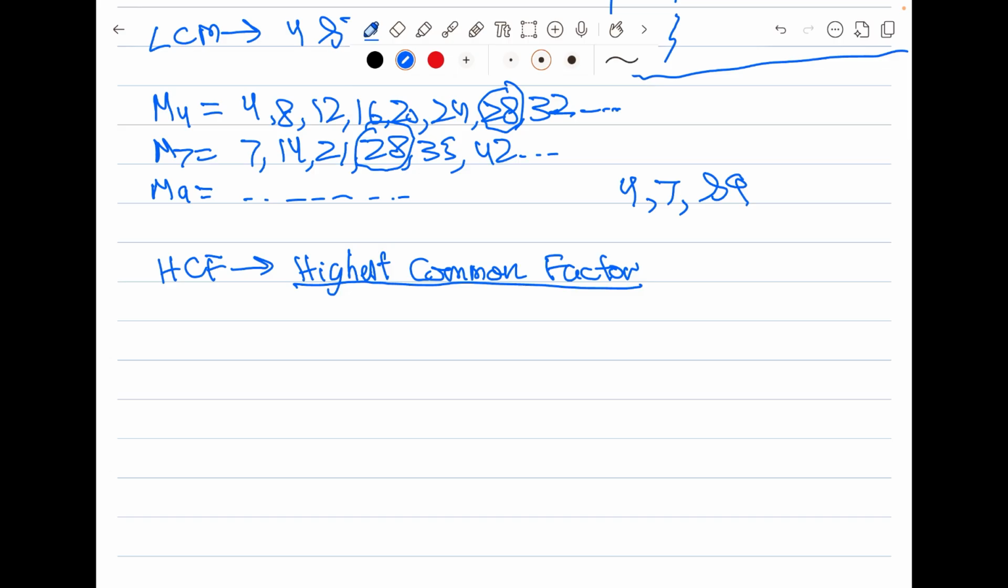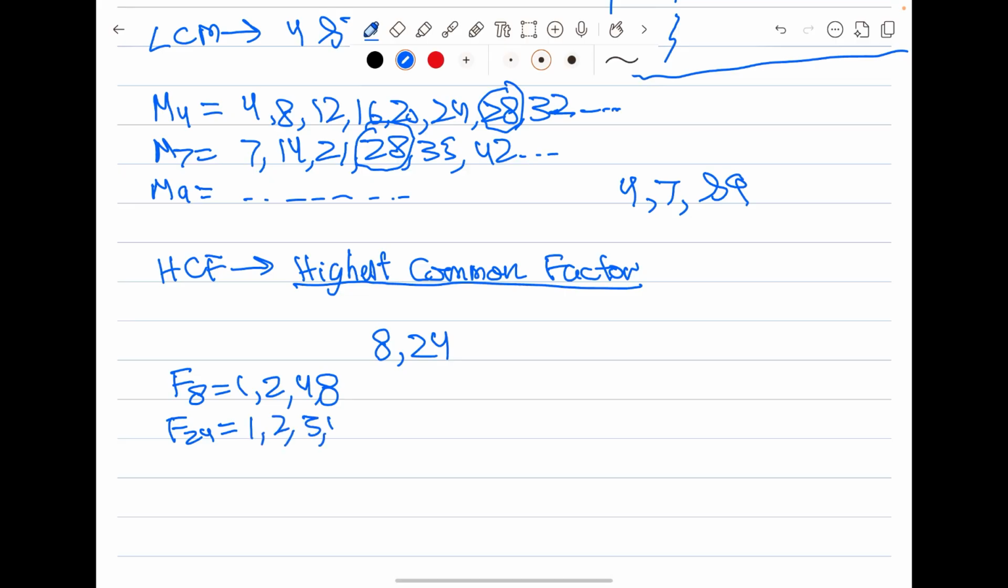So with the highest common factor, if you are given a pair of numbers, or a collection of two or more numbers, for example, if you want to find the HCF of 8 and 24, this time you're going to write out all the factors of 8, which is pretty straightforward: 1, 2, 4, and 8. And all the factors of the number 24, which is 1, 2, 3, 4, 6, 8, 12, and 24. So this time around, you'll have to examine the list and find the highest number in the list.